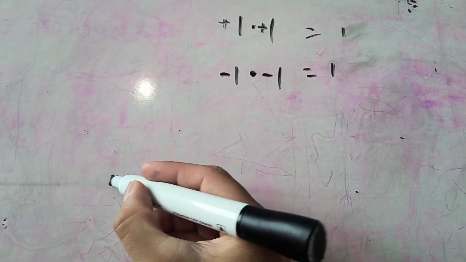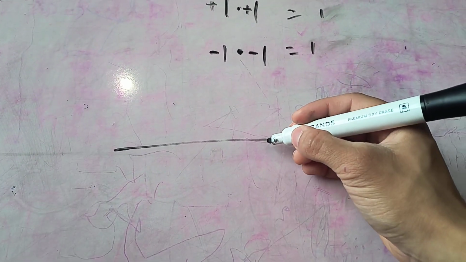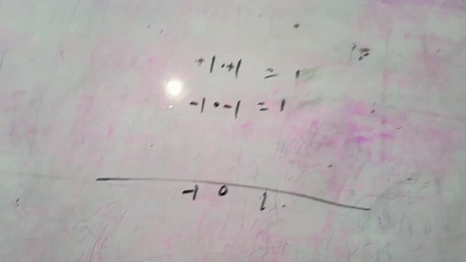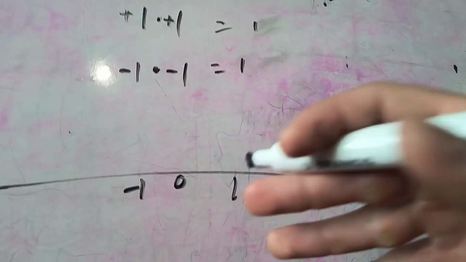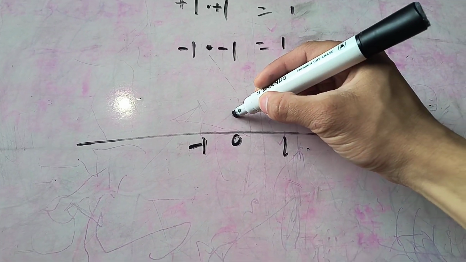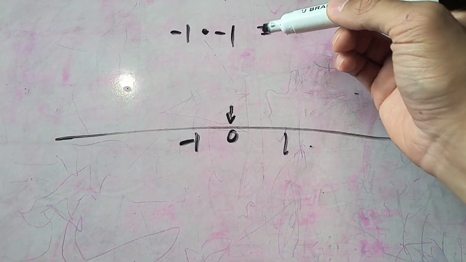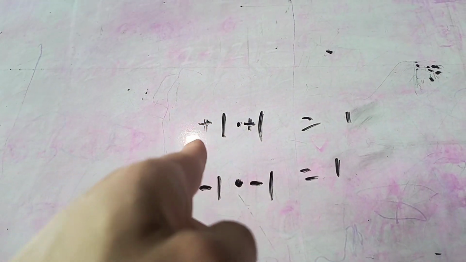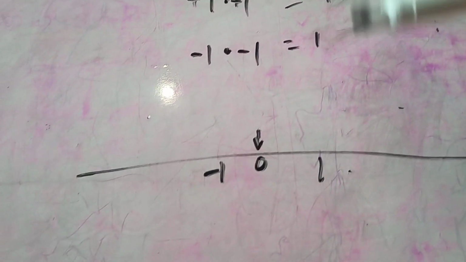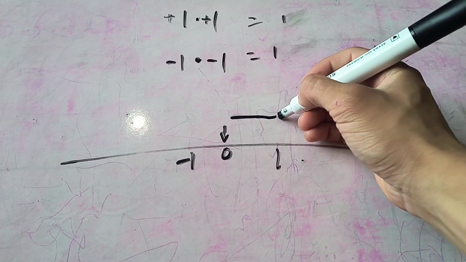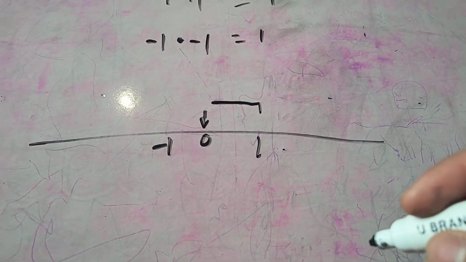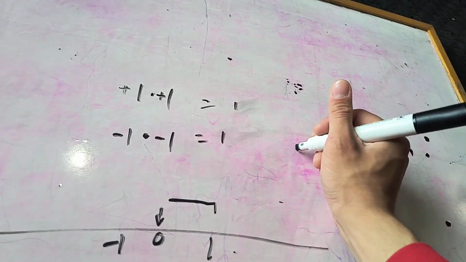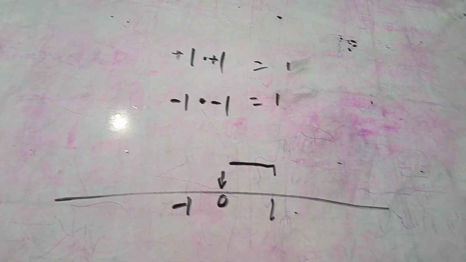Now to understand why, if we were to look at a number line, we would have 0 right here, negative 1, and 1. We know that multiplication is addition. You start at 0, and then you add a number another amount of times. In this case, we're adding 1 one time, and we get to 1. But in this case, we would be adding negative 1 a negative amount of times.